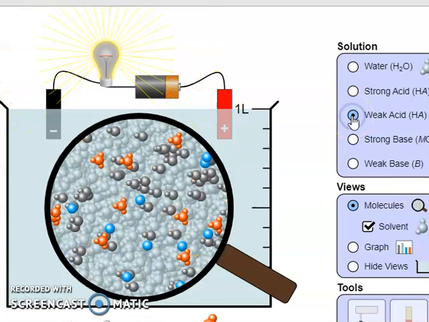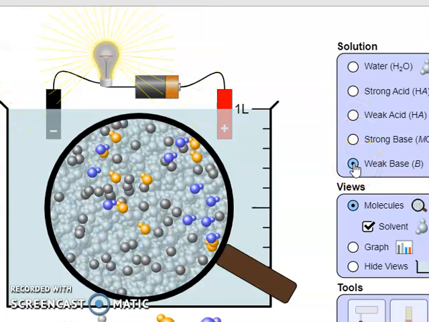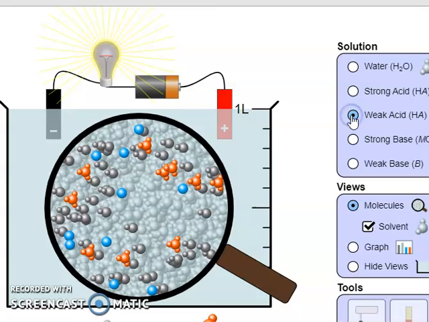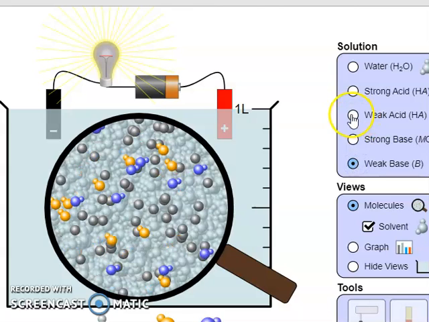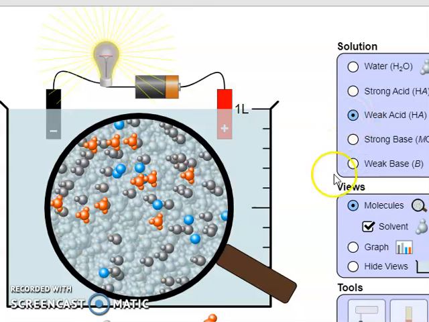Weak acid looks pretty similar. Okay, just different ions. Again, the gray ones are not conducting electricity because they are full molecules. It's the ions that conduct electricity.